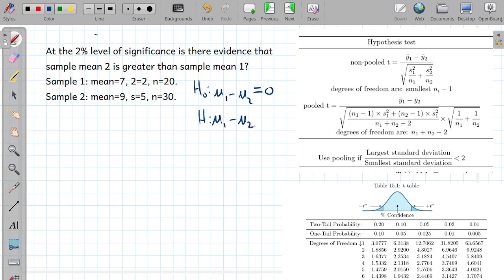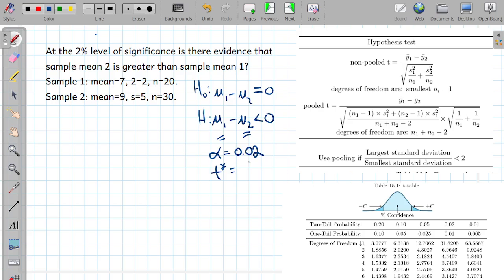Now, I'm saying mu2 is greater than mu1, or y bars in the other way. So this is going to be negative, because if the second sample value is greater than the first sample value, and we're subtracting, it's going to have to be a negative value. And if alpha is equal to 2%, we need a critical value then at that point. And that'll come from our friendly neighborhood table over here.